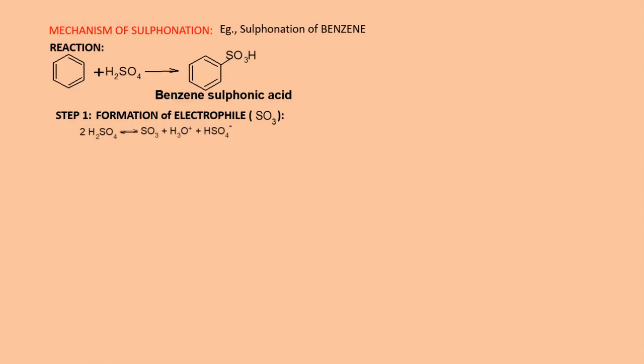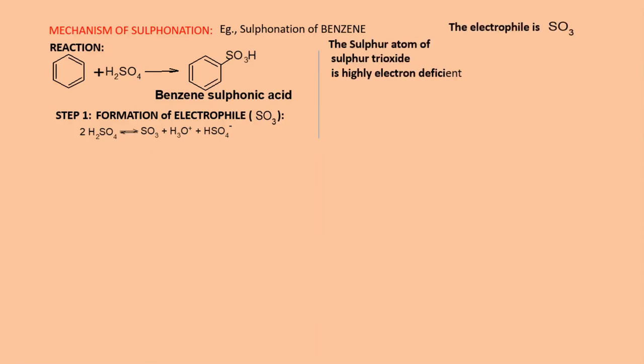When we consider this reaction, sulfuric acid gives sulfur trioxide, H3O plus and HSO4 minus, and it is a reversible reaction. Now when we consider the sulfur trioxide, the sulfur atom is highly electron deficient. Let us see how. Though sulfur and oxygen both belong to the 6th group, the first element is oxygen, the second element is sulfur, and on moving down the group, the electronegativity decreases. So sulfur will carry a positive charge, oxygen will carry a negative charge.